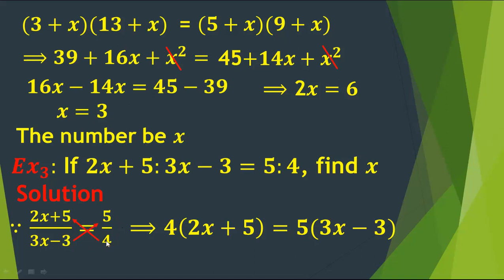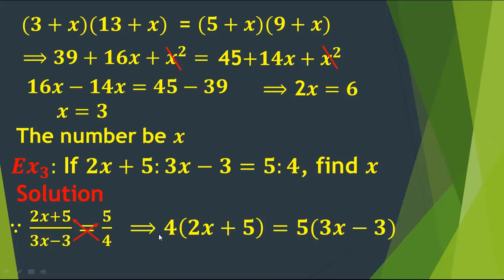Open bracket. 4 must multiply by 2x and 5. Don't say 4 times 2x equals 8x plus 5. This is wrong. Multiply 4 by 2x and multiply 4 by 5. Then write 4, open brackets, 2x plus 5, equals 5 multiplied by 3x minus 3.